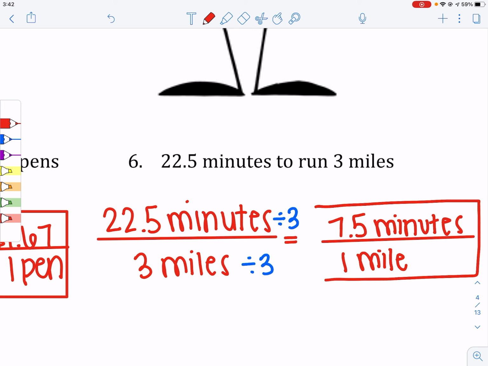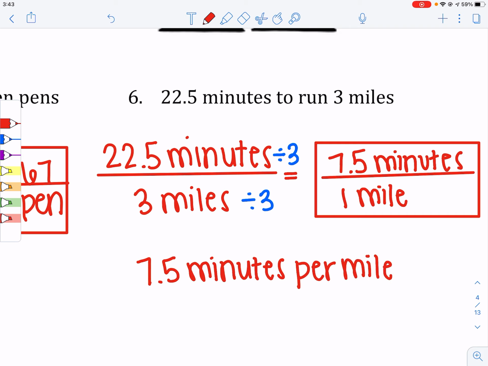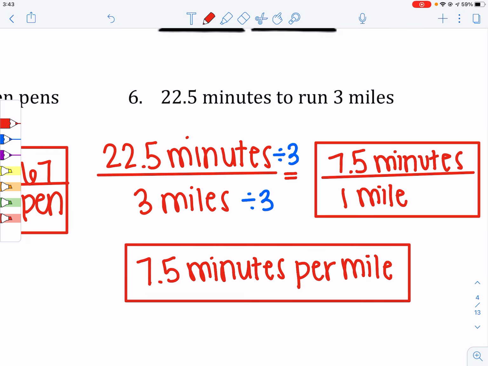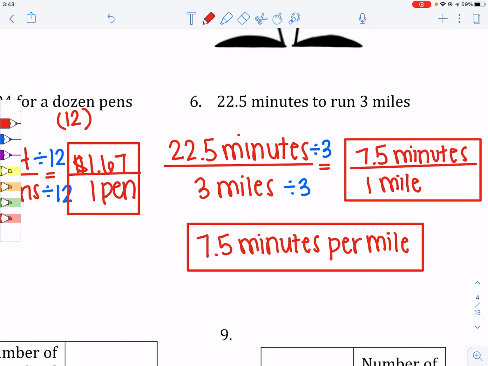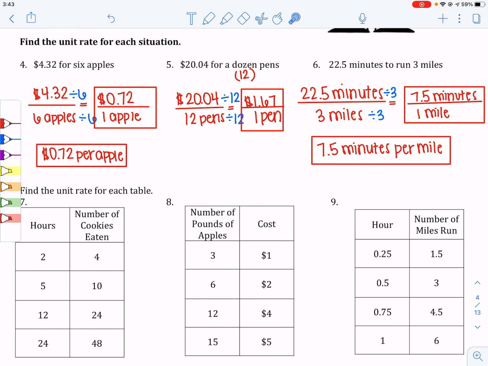Okay, and then again, you can always write it using the word per. You would just say 7.5 minutes per mile. All right, so that means each mile took them 7.5 minutes to run. And again, I don't care which way you write it, either a fraction or writing it all out, but please include your labels. Like, please include minutes. You have to include miles.